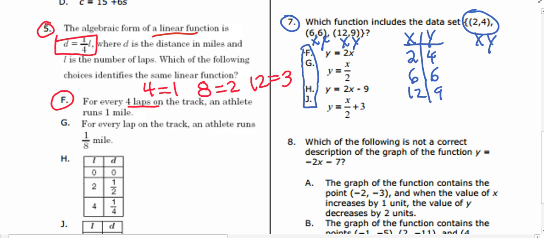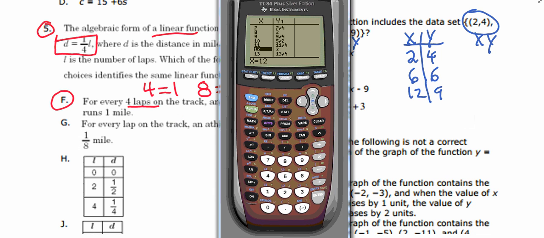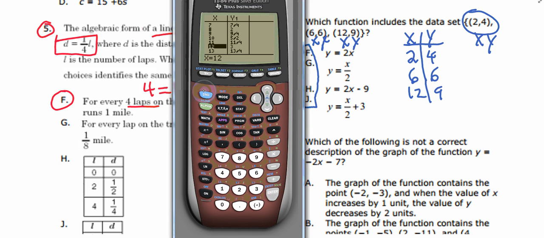So let's put these in and see if we can get these. Now you may just be able to look at it and figure it out without using the calculator, but I'm going to double check my answer here. So 2x, go right to the table, and I'm looking for 2, 4. At 2 it's equal to 4, that's a match. But at 6 it doesn't equal 9, does it? Or excuse me, it doesn't equal 6, it equals 12. So answer F is incorrect.